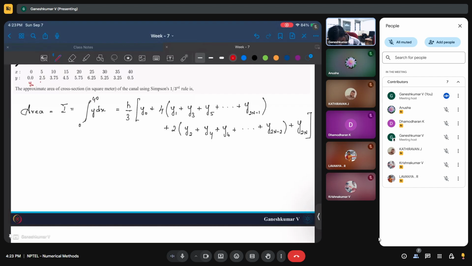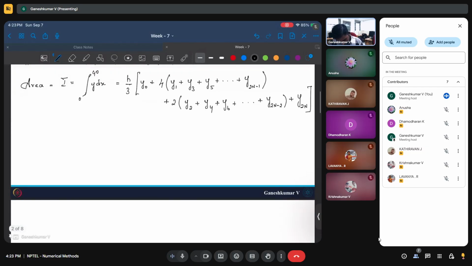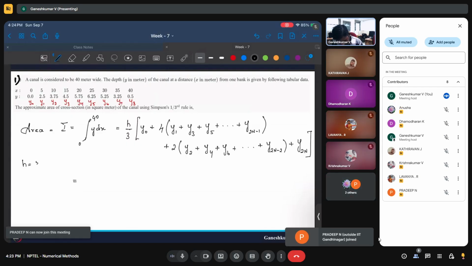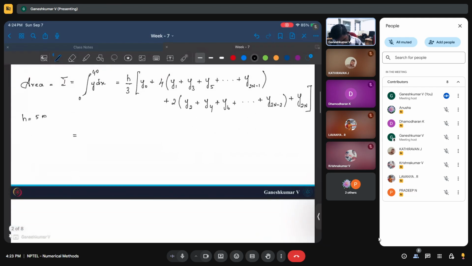So this is your y naught, this is y1, this is y2, this is y4, this is y5, y6, y7, and y8. So in total you have 9 data points, and y ranges from 0 to 8. Okay. So if that is the case, what is h? You can write 5 minus 0, which is 5 meters. So this is going to be 5 by 3.